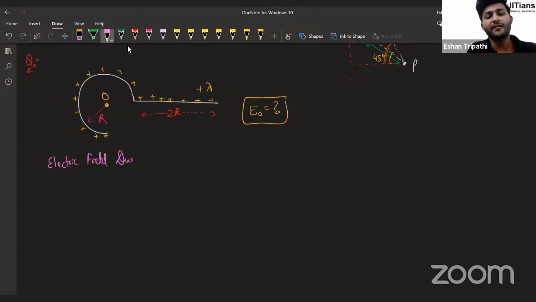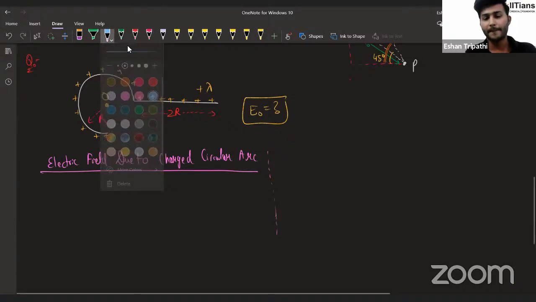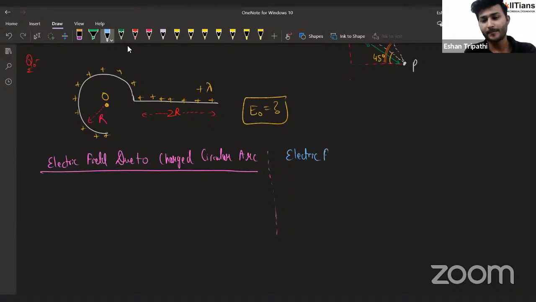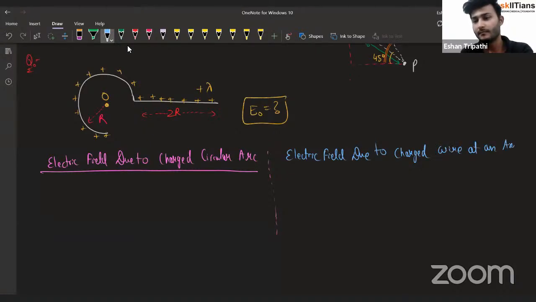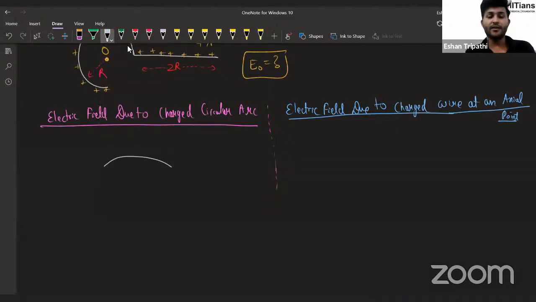So this is the concept of electric field due to a charged circular arc. This is composed of two different questions. The other is electric field due to a charged wire at an axial point. So we need to derive it in general for both the cases.